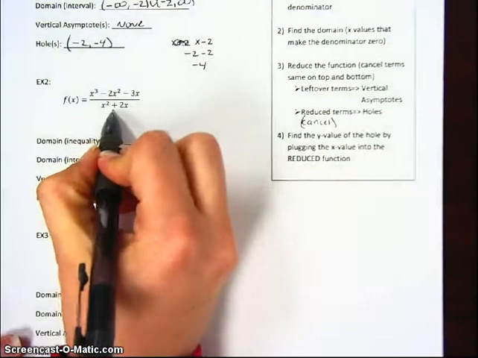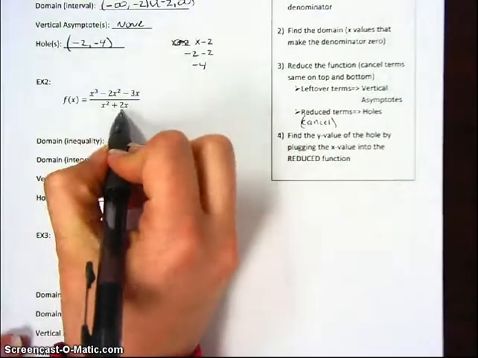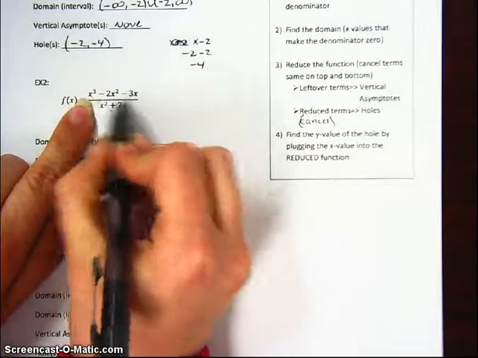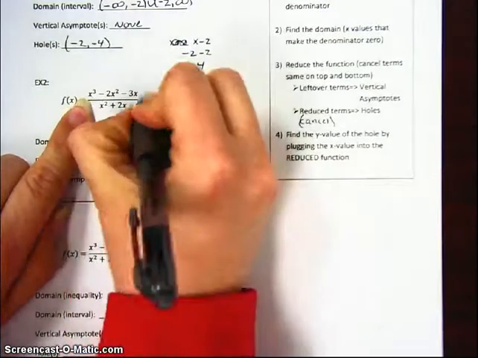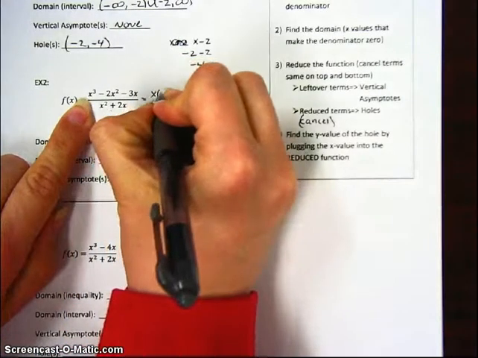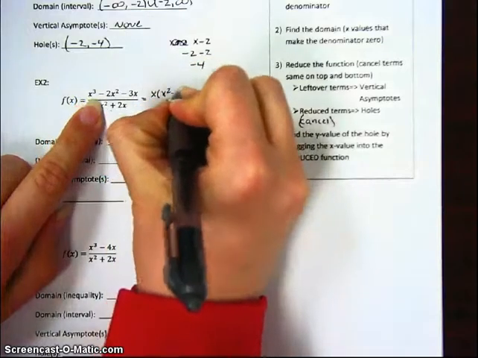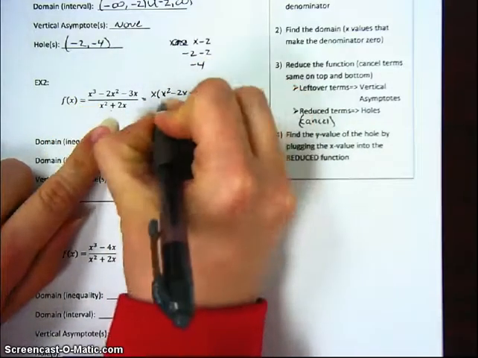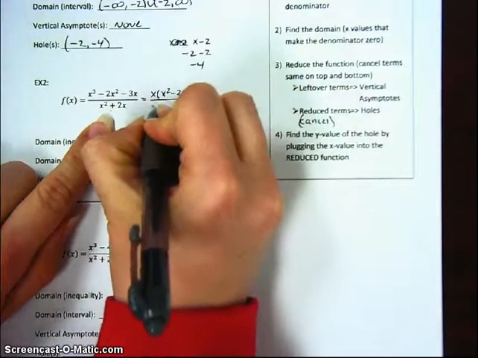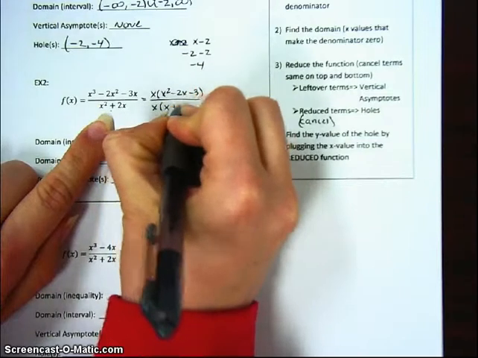So when we look at example 2, the very first thing we want to do is factor. You notice on my top equation, each term has an x, so the first thing we'll do is factor out the x. We'll be left with x squared minus 2x minus 3. On the bottom, both terms also have an x. We'll factor out the x plus 2.